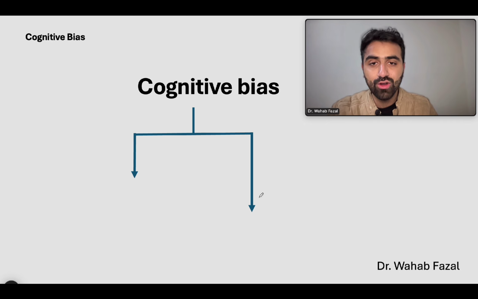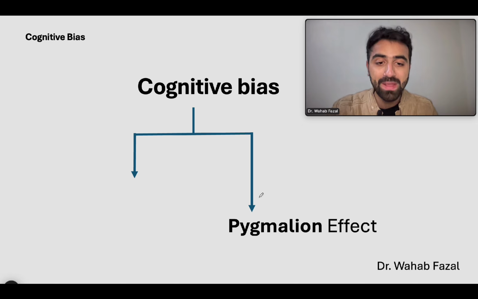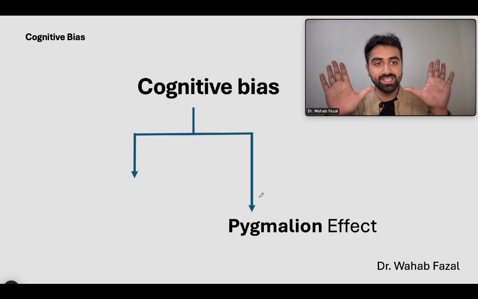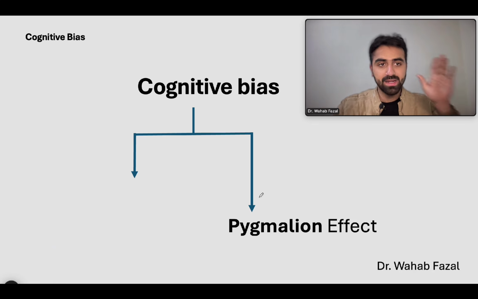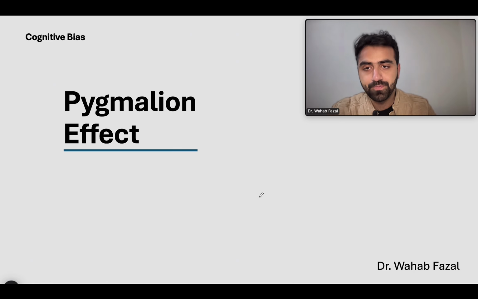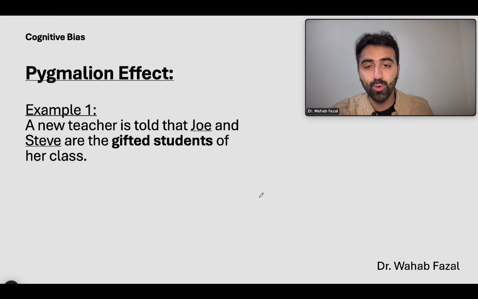So if you look at our cognitive bias chart, we talked about response bias, and now we'll talk about the Pygmalion effect. This is a very interesting name, but in fact it's very simple. I told you that the beliefs of the participants or the researcher get in the way. Well, we talked about the participant, now we'll talk about the researcher: Pygmalion. So what is the Pygmalion effect? We'll remember the Pygmalion effect with the help of a simple example. A new teacher is told that Joe and Steve are the gifted students of her class.